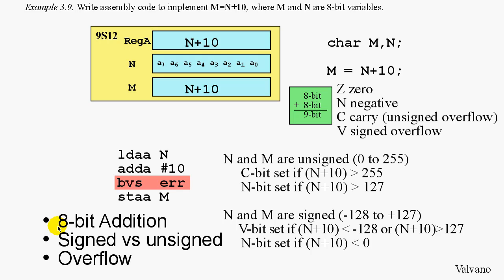So, in summary, we saw we had an 8-bit addition, and we used an 8-bit register. Second, we saw that the numbers could have been signed, and that meant -128 to +127, or unsigned, 0 to 255. And how we used this information was to specify which bit we check for an error. Again, we'll check the C bit on error for unsigned math, and we'll check the V bit on error for signed math.